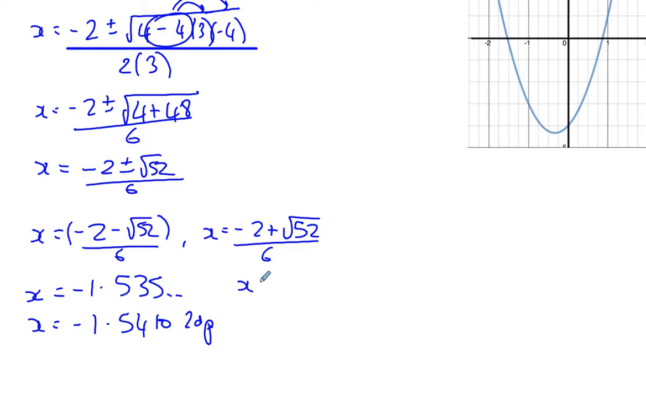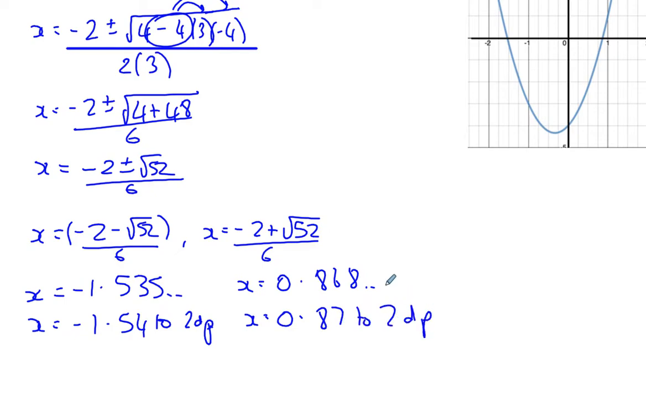And for the other one, we get negative 2 plus root 52 equals, divided by 6, and we get positive 0.868, which is going to be 0.87.